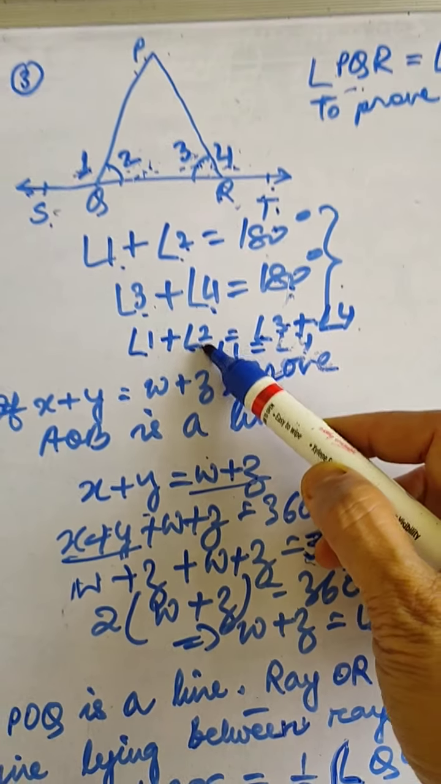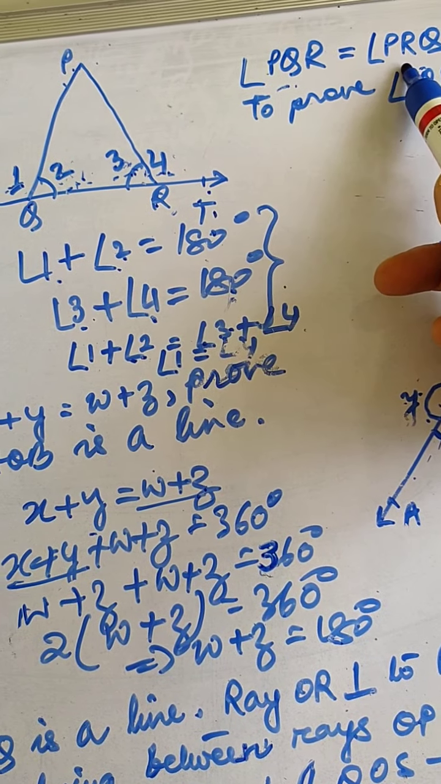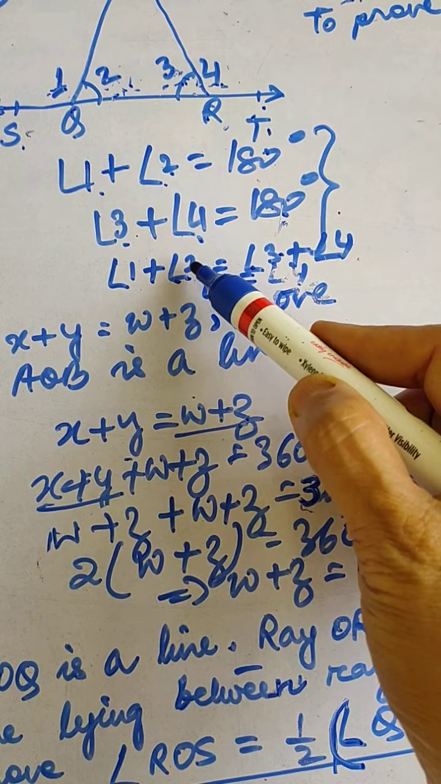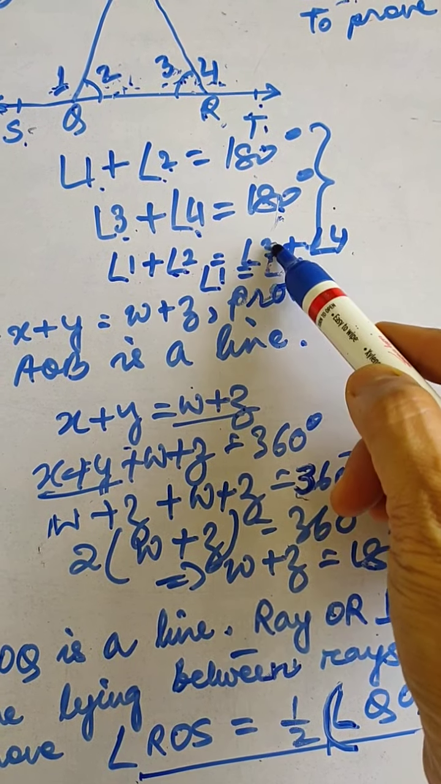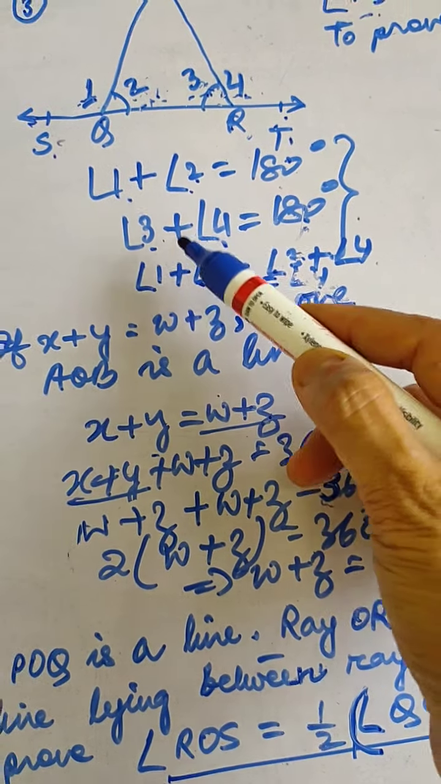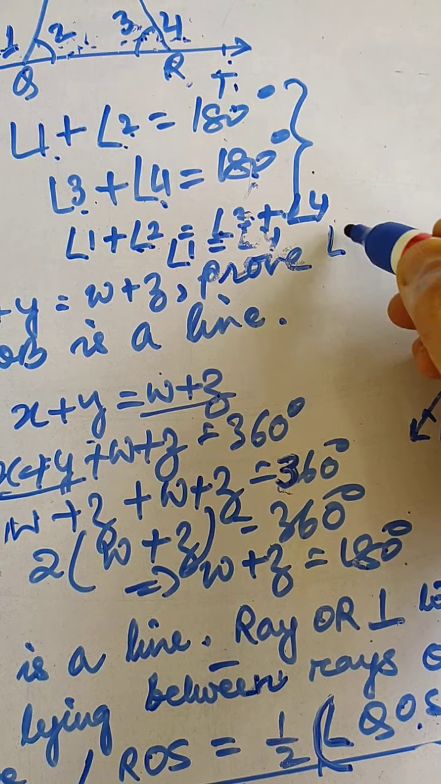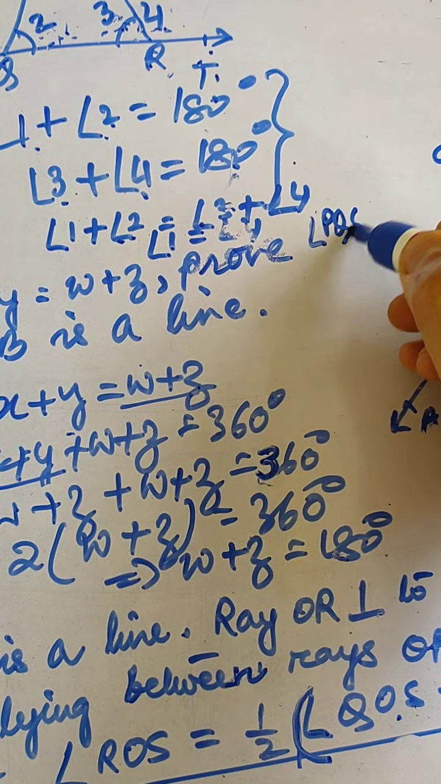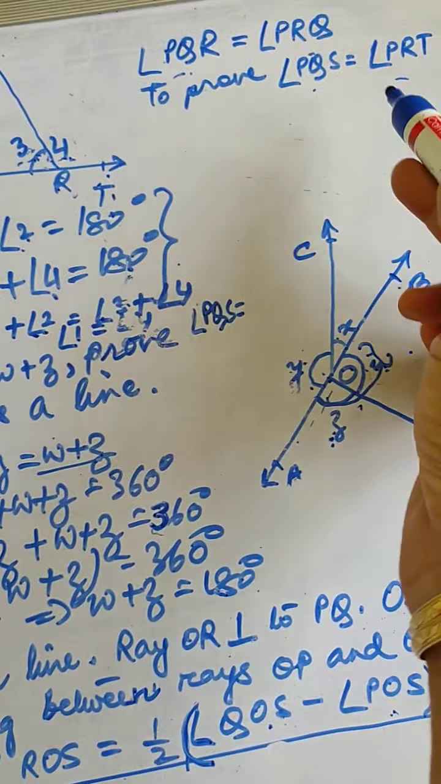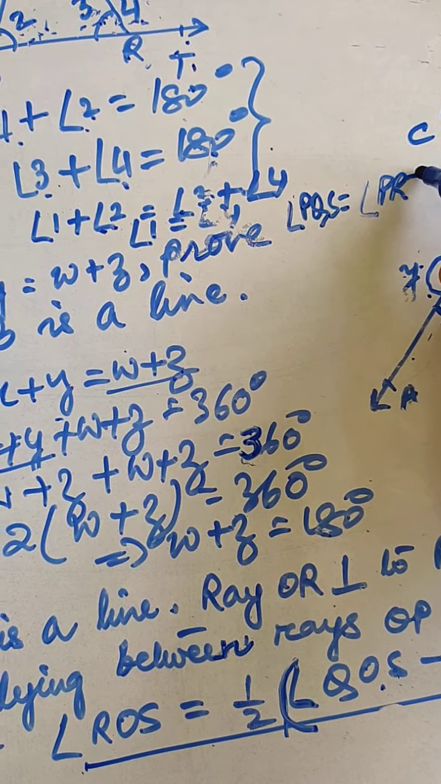Now angle 2 equal to angle 3. It has been given angle PQR equal to PRQ, that is angle 2 equal to angle 3. So angle 2 and angle 3 we can cancel here. Then it remains angle 1 equal to angle 4. Then angle 1 is nothing but PQS. So angle 1, which is PQS, will be equal to angle 4, which is PRT. It is written there. So angle PRT. Thus we have proved it.